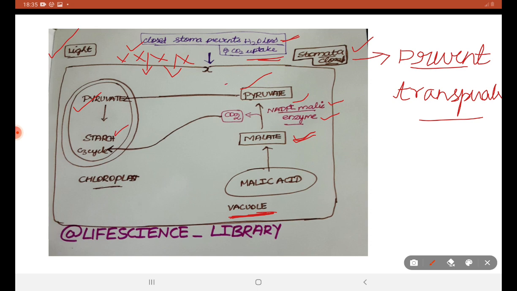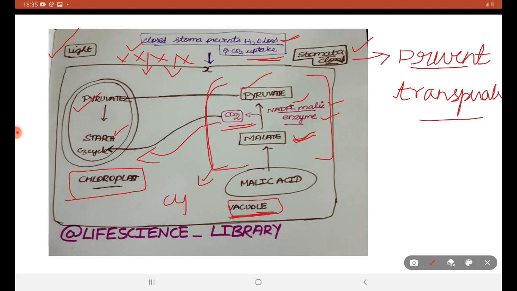Meanwhile, the conversion of malate to pyruvate produces carbon dioxide. This carbon dioxide will enter into the Calvin cycle. So here chloroplast is involved, vacuole is involved. This entire process occurs in the cytosol of mesophyll cells. This whole reaction occurs in mesophyll cells. Bundle sheath cells are not involved in the CAM pathway.